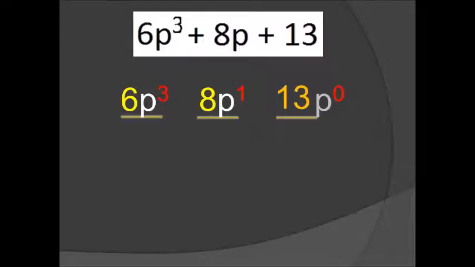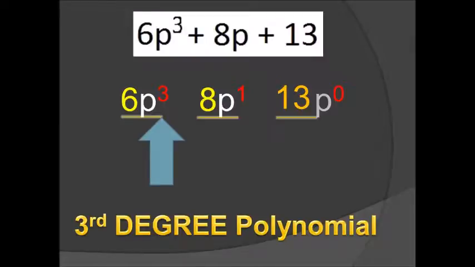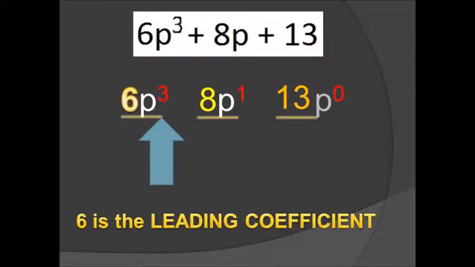When we are looking to try and find the degree, we're going to be looking specifically at the exponents. We're going to be trying to find the highest exponent. So we can look at the 0, the 1, or the 3, realizing the highest exponent is the 3. So this polynomial would be a third degree polynomial. The leading coefficient in this case is that coefficient in front of the variable with the highest exponent. So in this case, it would be the 6.